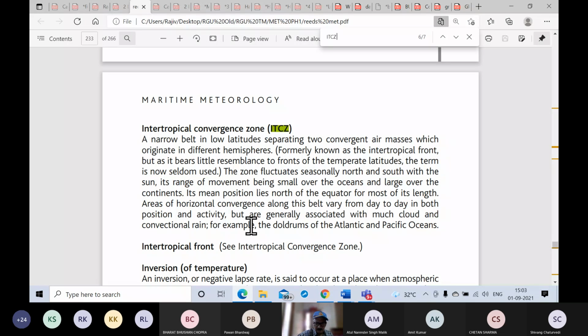Horizontal convergence will vary from day to day because of the cloud cover, rain, and the receiving of the solar radiation.